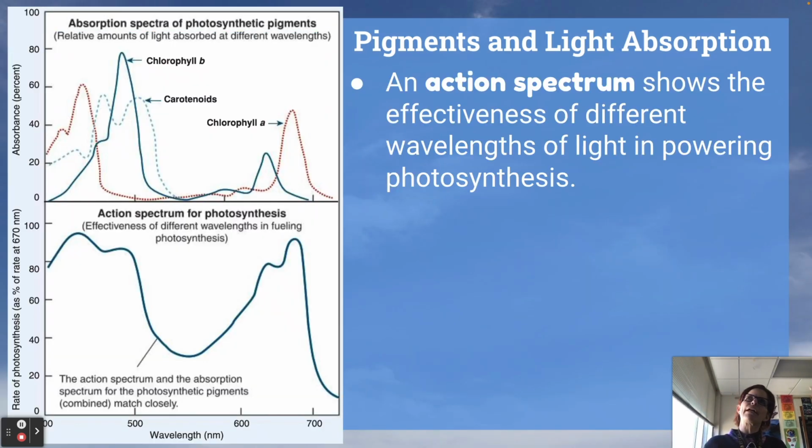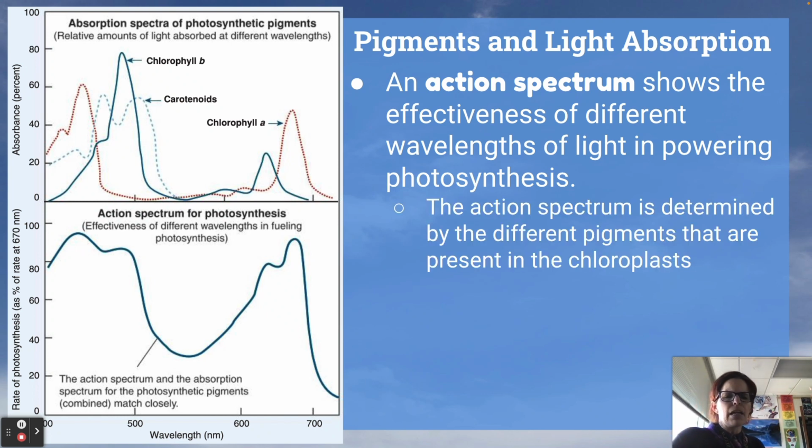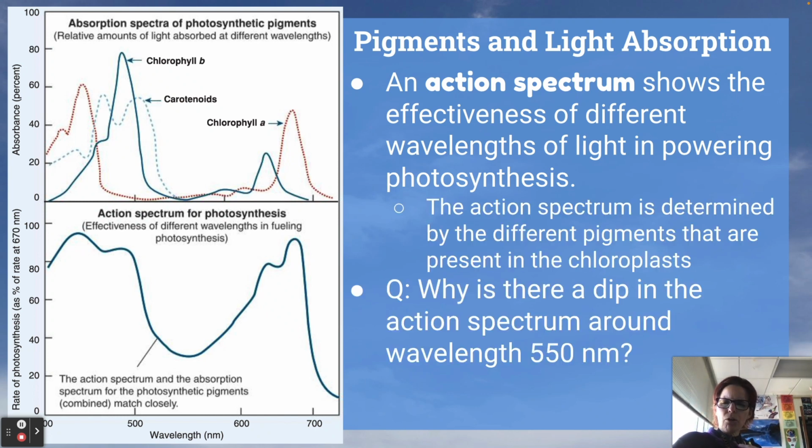Okay, so just reminding you about a few things, pigments and light absorption. The graph on the left that we're looking at is called an action spectrum. Actually, the one on the bottom is the action spectrum. The one on the top is the absorption spectrum. So you can see what light wavelengths each molecule can absorb. If it's high, it absorbs it. If it's low, it doesn't absorb it. Then we combine them all together to form what's called the action spectrum, which is the graph down on the bottom. You put them all together and we notice that we have a dip at 550.